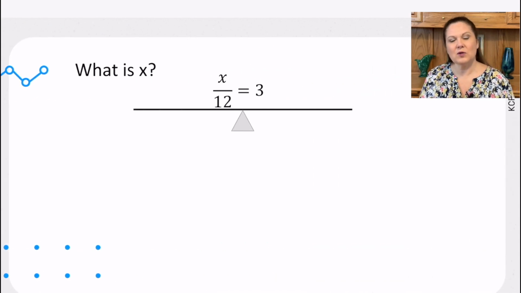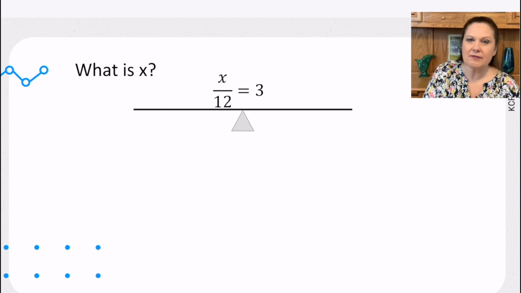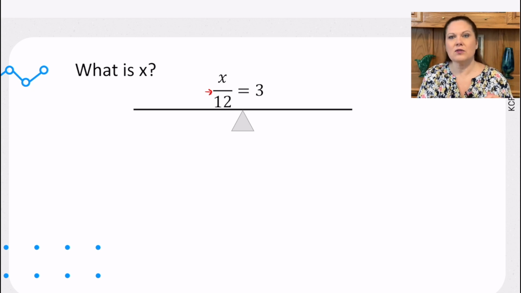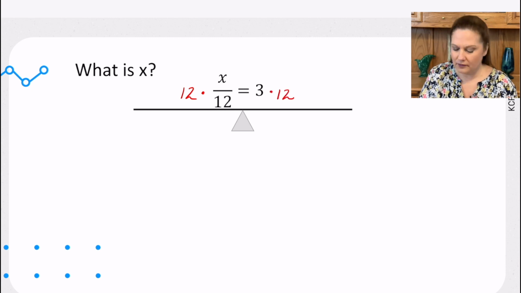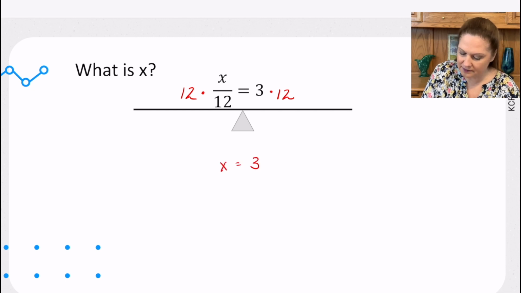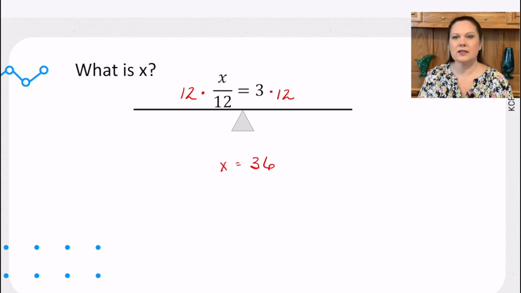Let's try another one. What's the opposite of division? Right, multiplication. Remember that fraction bar right there? That fraction bar means division. So the opposite of that is going to be multiplication. So I can just come down here and say times 12, or probably the way your math teachers are going to be showing it to you, they're going to stick a dot right here and say times 12, and they're going to do the same thing on the other side. So what's 3 times 12? Awesome, that's 36. So x is going to be 36.